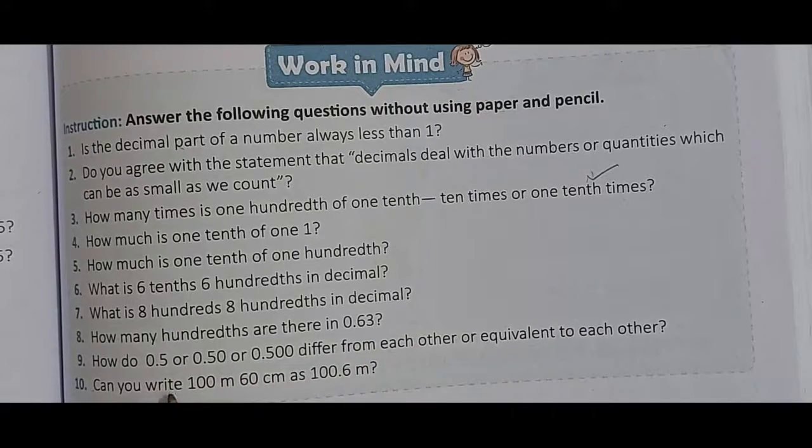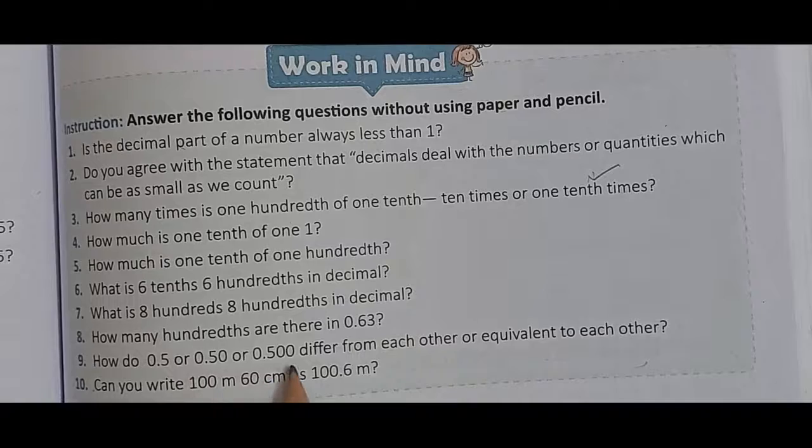Next question, how do 0.5 or 0.50 or 0.500 differ from each other, or are they equivalent to each other? See, they are equivalent because all of them give the same answer, that is half. If I convert 0.5 to a fraction, it will be 5/10. On solving it to its lowest term, we get half. Even 50/100 gives us half, and 500/1000 will also give us half. So in each of these cases you are going to get the answer half, so they all are equivalent to each other.